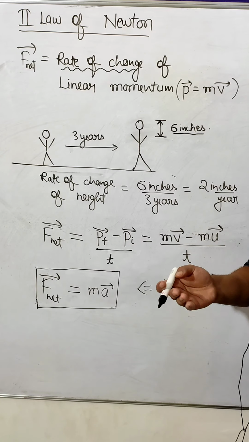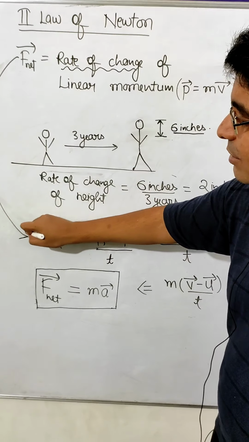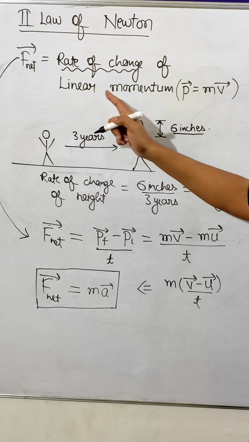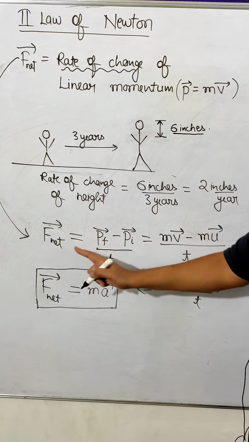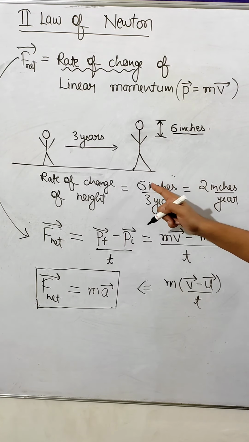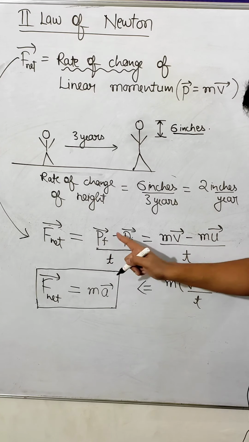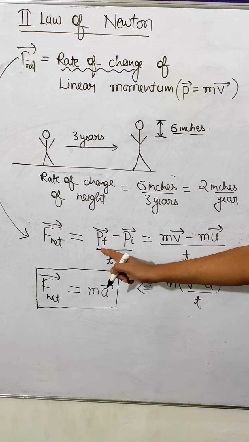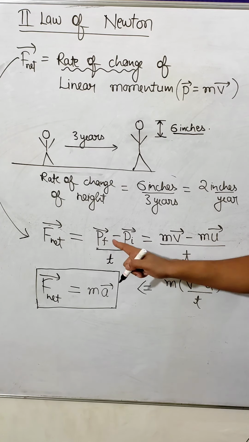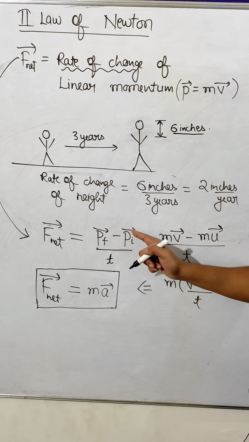Similarly, you can calculate the rate of change of anything. In this case, you want to calculate force, and force is the rate of change of linear momentum. So what do you do? You calculate the change in momentum, just like you calculated the change in height, and divide it by time. So you calculate the change in momentum and then you divide it by time. So how do we write change in momentum? See, the change in anything is the final value minus the initial value. So final momentum minus initial momentum.